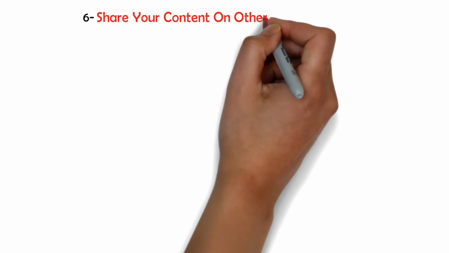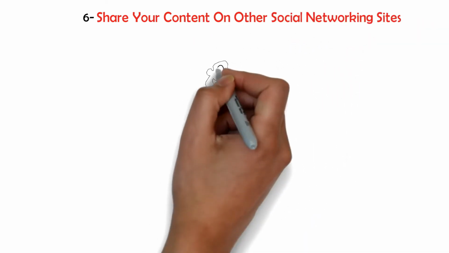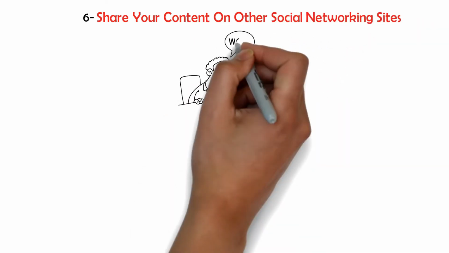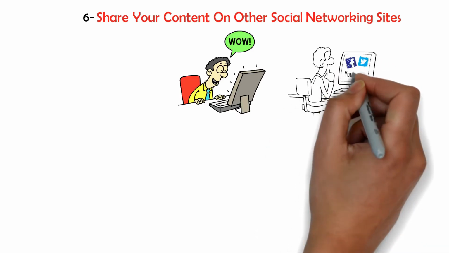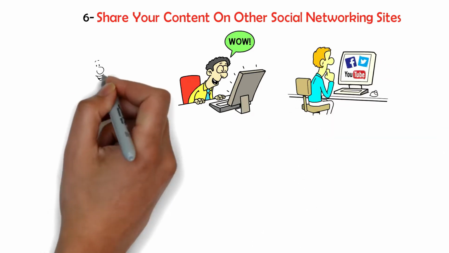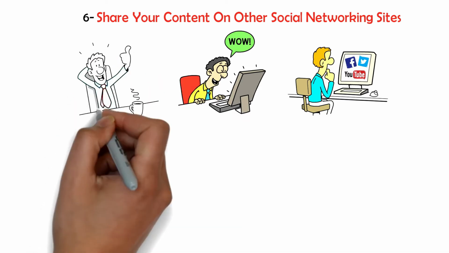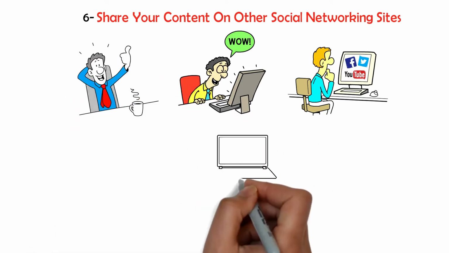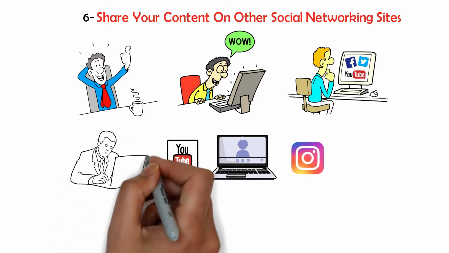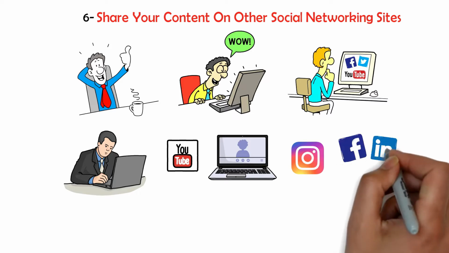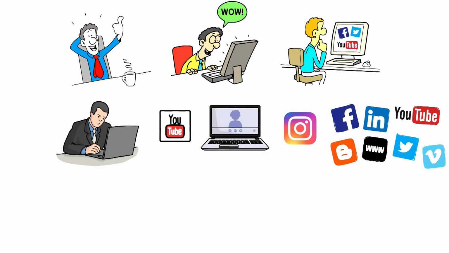Number 6, share your content on other social networking sites. In order to improve your chances of being followed and seen, try sharing your pins, images, and videos on other social platforms. This will really help you promote your Pinterest account and content. By claiming your business's Pinterest account on Etsy, Instagram, and YouTube, your followers will learn how they can view more of your content, and they'll see what other platforms you're on.